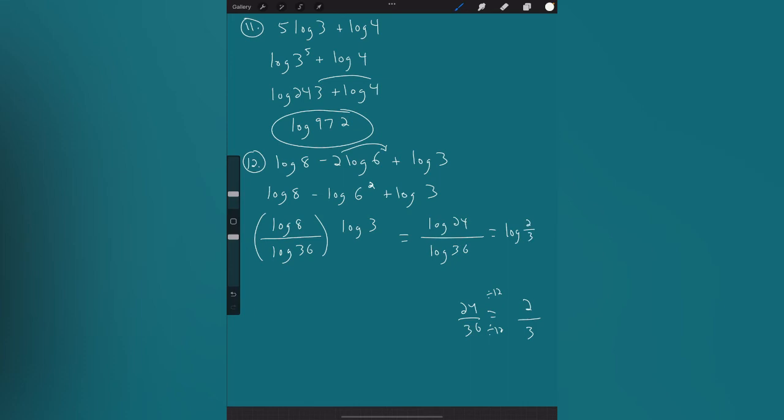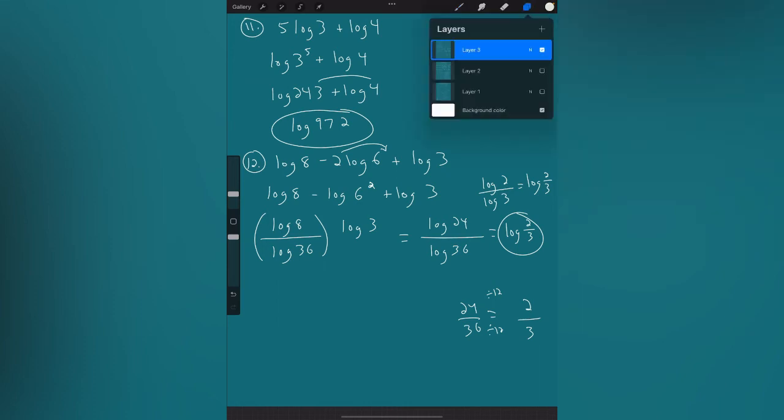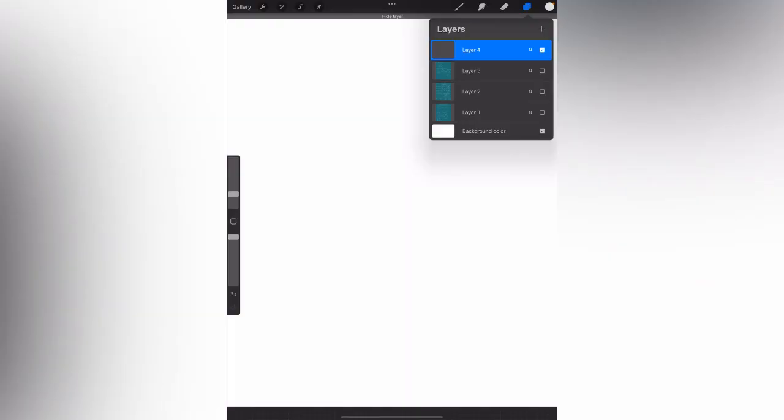Because I could have written it as log of 2 over log of 3, but I'm sharing the log on the top and the bottom, so I can just write it as the log of 2/3. And that's my answer, log of 2/3. And that was 12. So we've written each expression as a single logarithm. Now we're going to take these single logarithms and expand them.